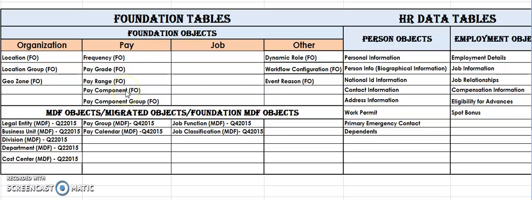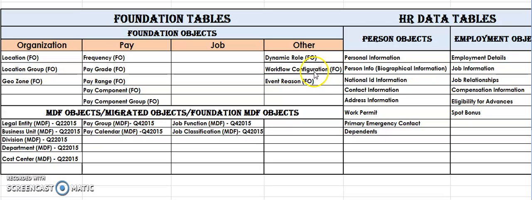And coming to the other three foundation objects: dynamic role, foundation workflow configuration, and event reason. Dynamic role is part of workflow configuration, and they are interdependent. The workflow configuration foundation object is nothing but the triggering of the task.